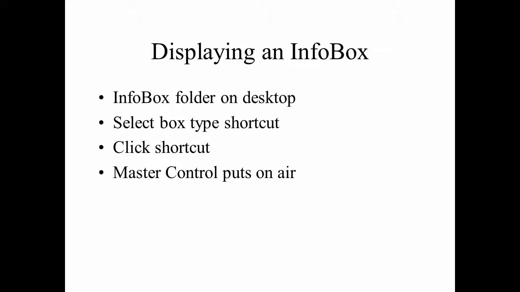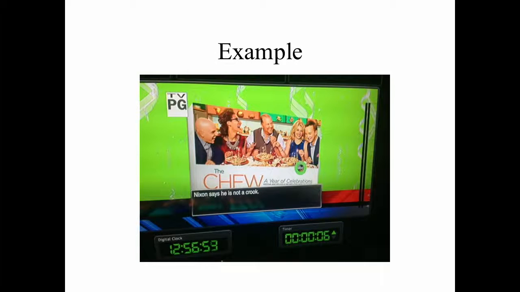A master control operator can then put the infobox Chiron on air. The infobox will run continuously until an operator hits the escape button on the Chiron keyboard. This is how the infobox appears on air.